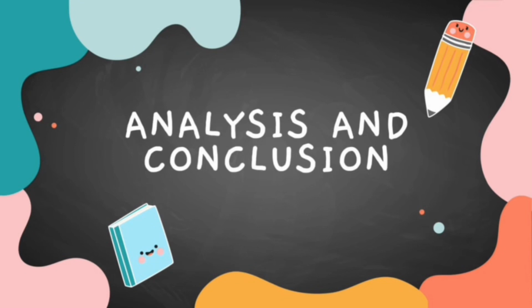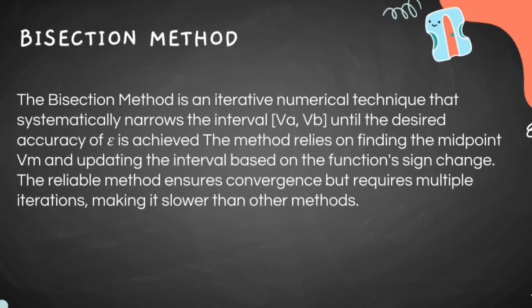Analysis and conclusion. The bisection method is an iterative numerical technique that systematically narrows the interval via VB until the desired accuracy is achieved. The method relies on finding the midpoint VM and updating the interval based on the function's sign change. The reliable method ensures convergence but requires multiple iterations, making it slower than other methods.